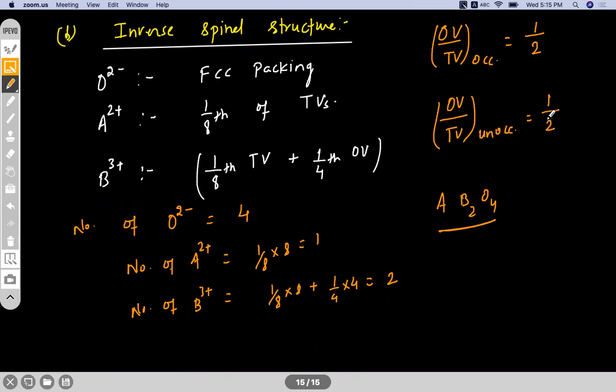1 by 2. Take care of this thing in the question what they have asked. Have they asked for TV by OV or OV by TV? Okay, take care of that. They can frame any questions from this. Okay, they can even mix inverse spinel and normal spinel structure also. Okay, so take care of that. Another type of structure after this spinel, write down.